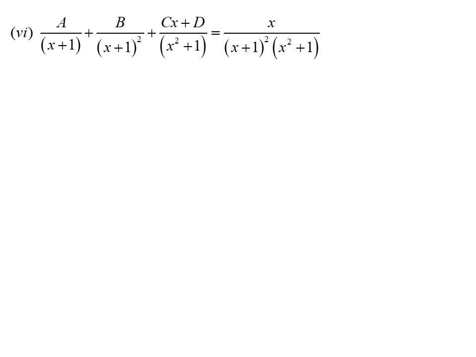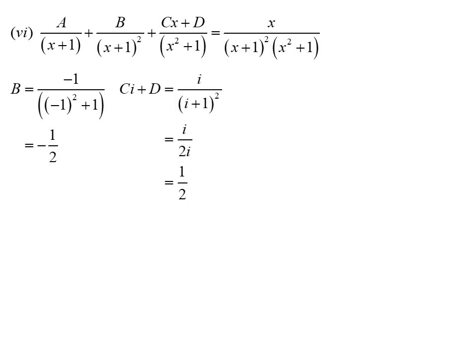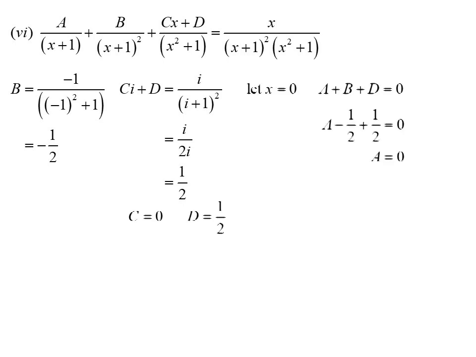Oh, okay, let's look at this one that we did. So we have x plus 1 squared, and x squared plus 1. Wow. Okay, let's work out b, it's the higher power. Cover up the x plus 1 squared, substitute in the negative 1, I get negative 1/2. There's b. Let's do the x squared plus 1. Cover up the x squared plus 1. What makes that equal to 0? Well, i does. Substitute in i, we get c is 0, d is 1/2.